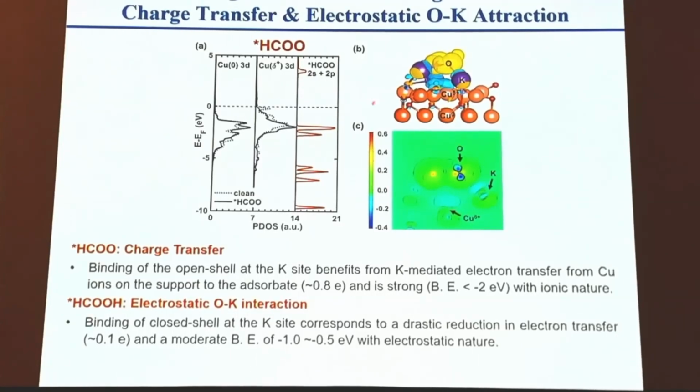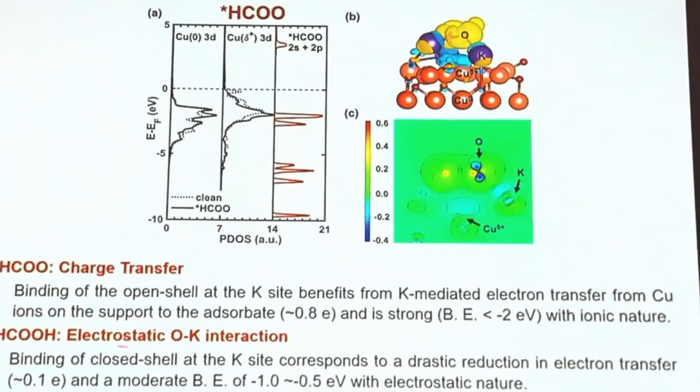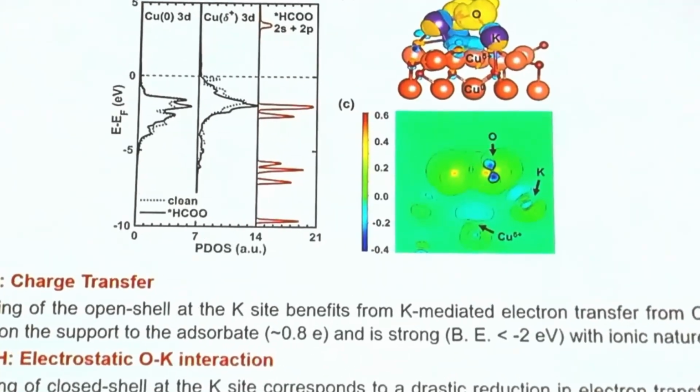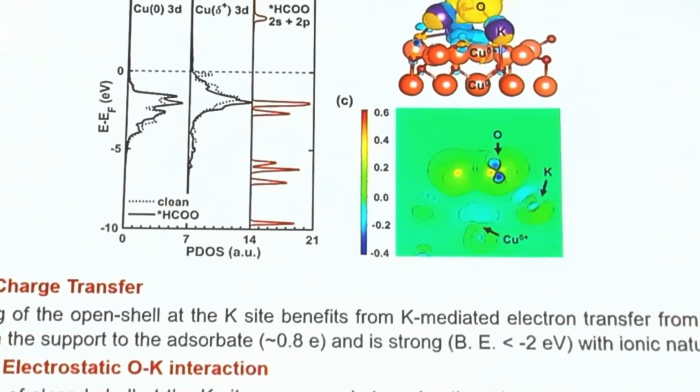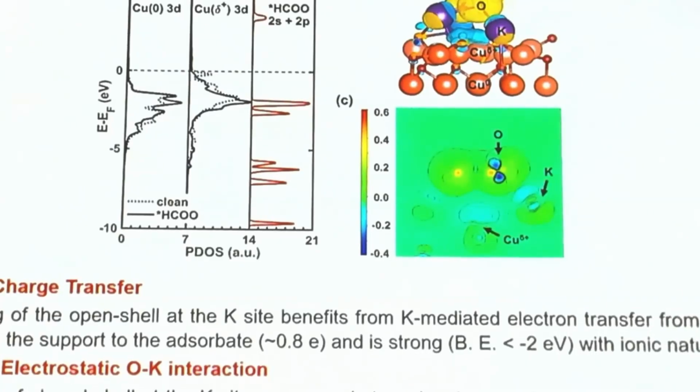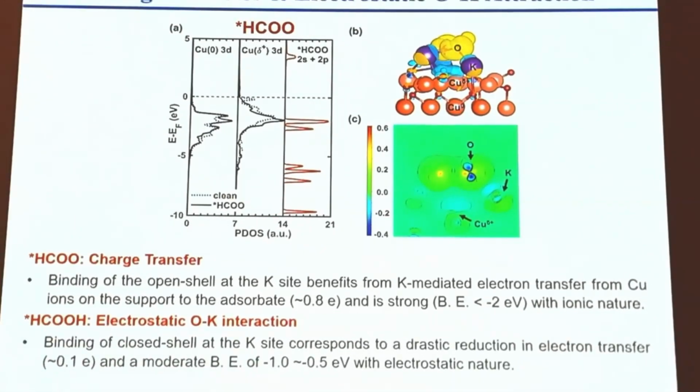intermediates on the potassium sites, and they actually form through different mechanisms. For the open-shell formate, it's more ionic. It's really potassium-mediated charge transfer from the copper surface to the formate. Therefore, the binding features significant charge transfer as well as very strong binding. On the other hand, for the closed-shell formic acid, it's actually electrostatic interactions. What we see here is that the charge transfer is really tiny, and the binding energy is roughly weaker.